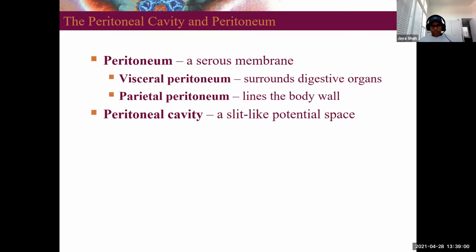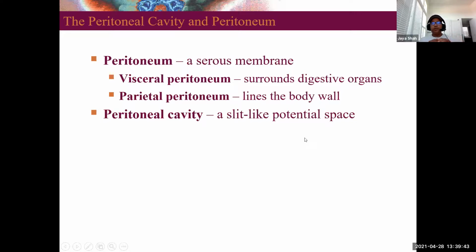Peritoneum and peritoneal cavity. So peritoneum is homologous to the pericardium and pleura of the heart and the lungs. They are serous membranes which produce serous fluid, and there are 2 types of peritoneum: the visceral peritoneum and parietal peritoneum. Visceral peritoneum is invested on the surface of the GI tract, meaning invested on the esophagus, the stomach, and the intestine. That's the visceral peritoneum, which surrounds digestive organs.